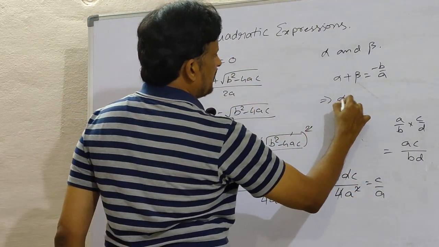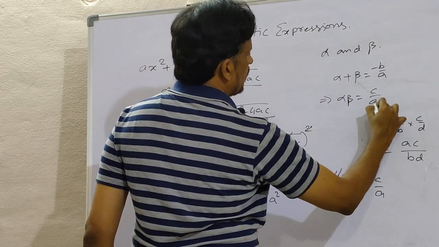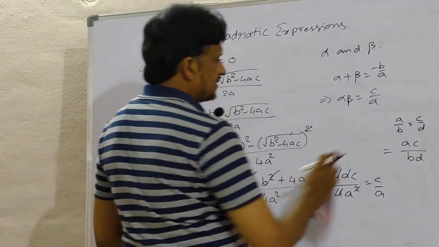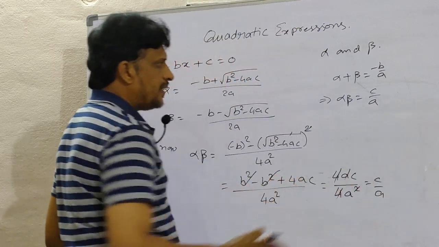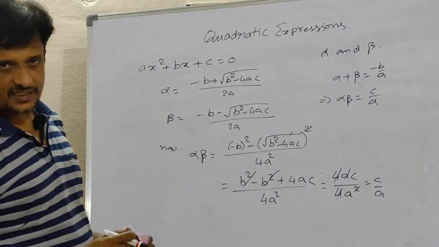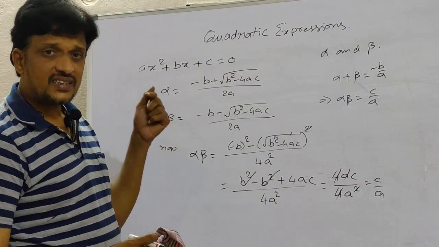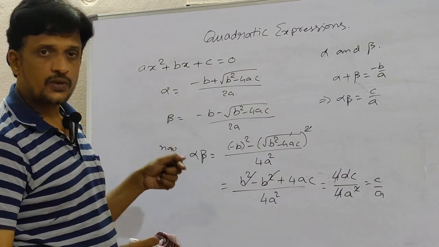So the product of the roots, alpha beta, is always equal to c by a. That means without finding the roots, immediately by seeing the given equation, you can say what is the sum of the roots and what is the product of the roots.